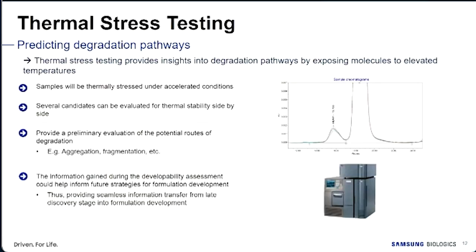One very common stress applied for the biopharmaceutical candidates is thermal stress. During the developability assessment, the candidate molecules will be assessed for their thermal stability by incubating the sample at harsh temperature. This will provide a preliminary comparison of the degradation rates between the candidate molecules. For only one molecule candidate, it will provide a preliminary assessment of the potential route of degradation, like aggregation or fragmentation, using SEC result after thermal treatment.